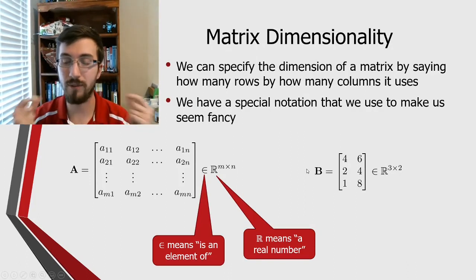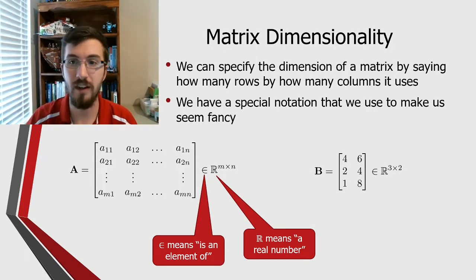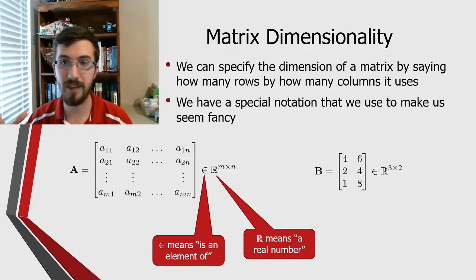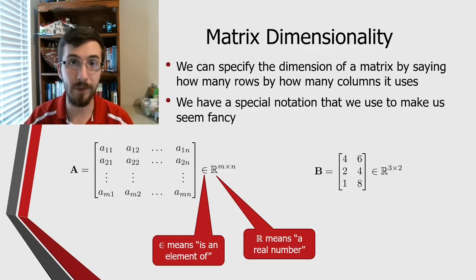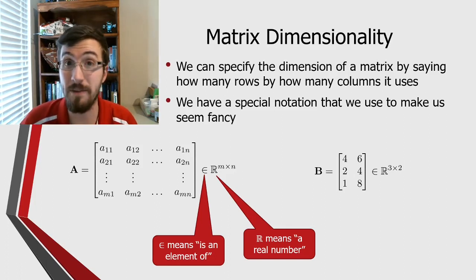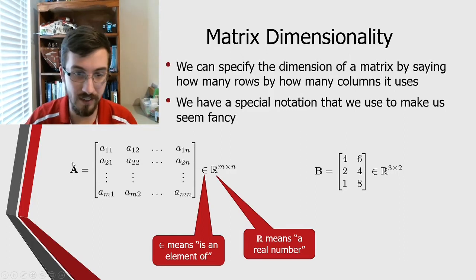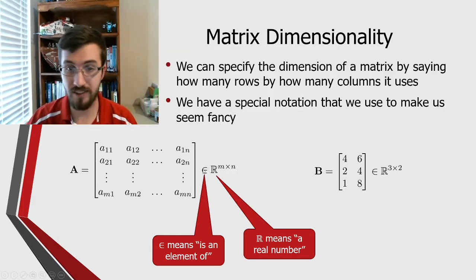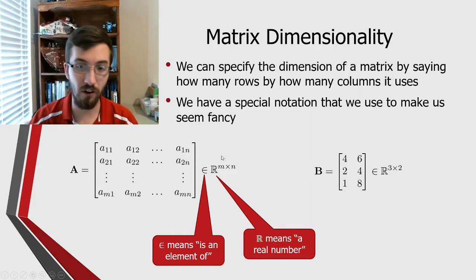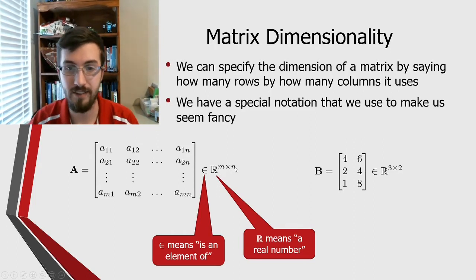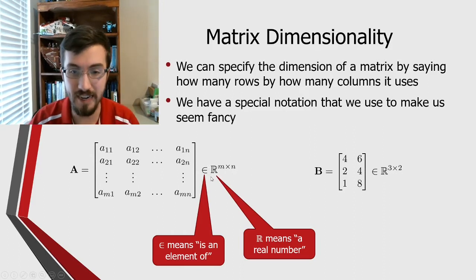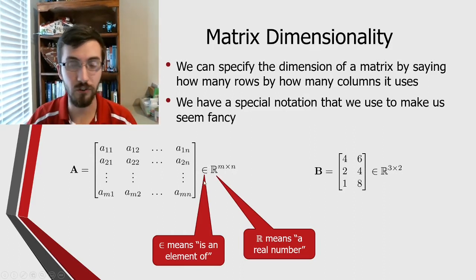So let's go back through and talk a little bit more about matrix dimensionality. We specify the dimension of a matrix by saying how many rows and how many columns it uses. Now, because we're mathematicians, we like to be fancy, so we have a special notation that we use to make us seem fancy. And it's this. We say this matrix A, this fancy weird-looking E, this weird-looking R, and then m cross n. So what this means, this E is an epsilon, which is a Greek letter. It just means is an element of, or is in, sometimes we'll say.